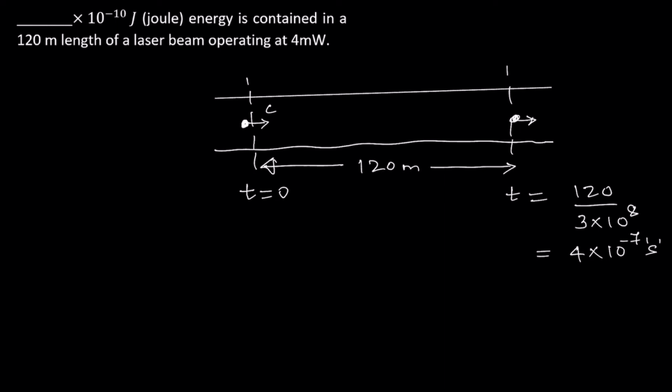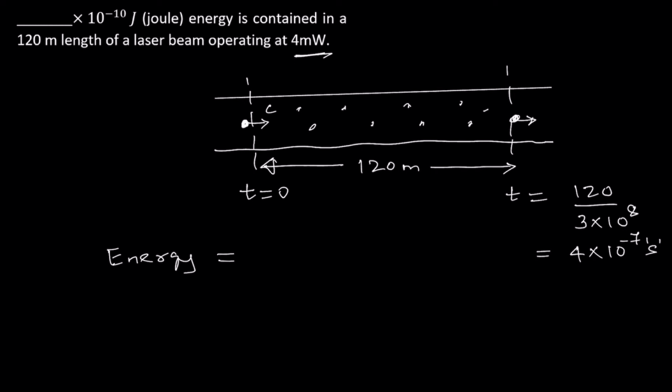All the photons which were generated before will be somewhere here, so the energy of all these photons is what we need. What we can do is take the power that is given and multiply by the time. That is the energy that was emitted, and that energy is contained in that region. So simply, the energy becomes power times time.